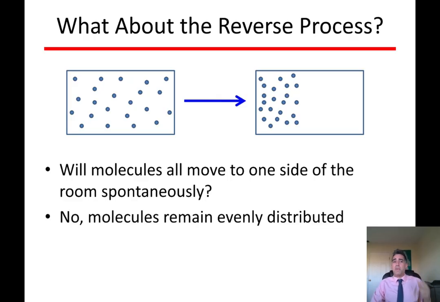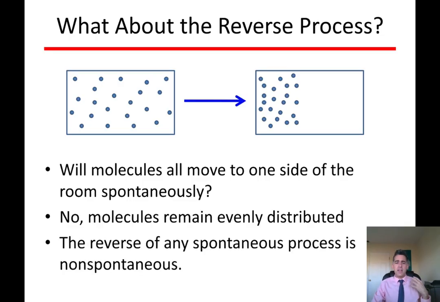We know that that's not going to happen. The molecules are going to remain evenly distributed. And thankfully, that is the case because otherwise we'd have to worry every minute about whether or not we're suddenly going to not have oxygen in our room. The molecules will remain evenly distributed throughout the room. And in fact, what we can say is that the reverse of any spontaneous process is non-spontaneous. So the gas will expand to fill the entire container spontaneously. It will not just suddenly go back to being all on one side spontaneously. That's a non-spontaneous process.